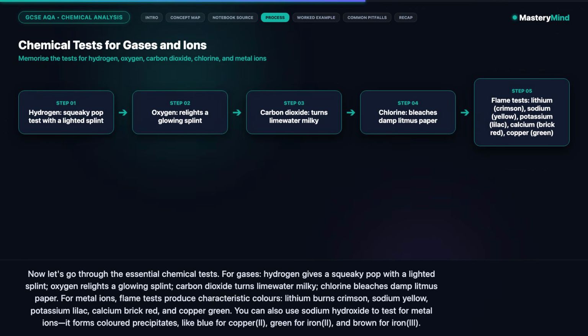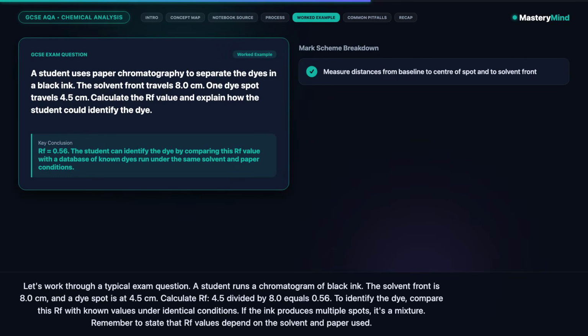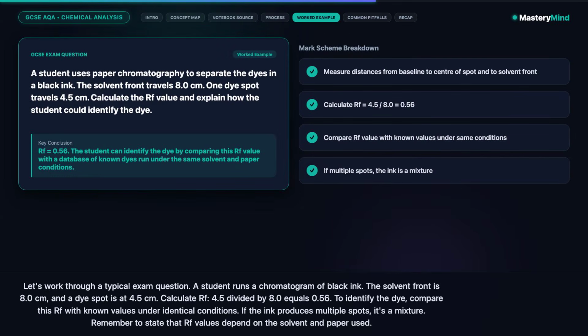Let's work through a typical exam question. A student runs a chromatogram of black ink. The solvent front is 8.0 centimeters, and a dye spot is at 4.5 centimeters. Calculate RF: 4.5 divided by 8.0 equals 0.56. To identify the dye, compare this RF with known values under identical conditions. If the ink produces multiple spots, it's a mixture. Remember to state that RF values depend on the solvent and paper used.